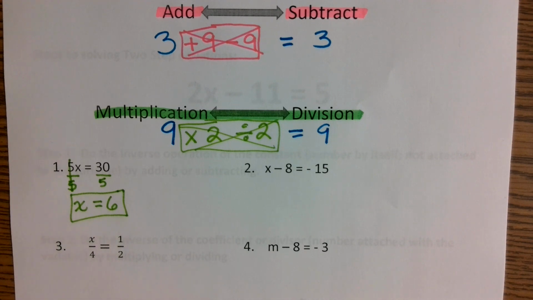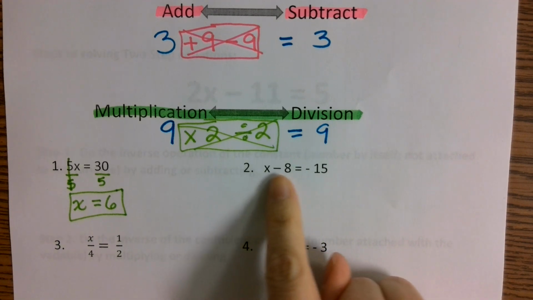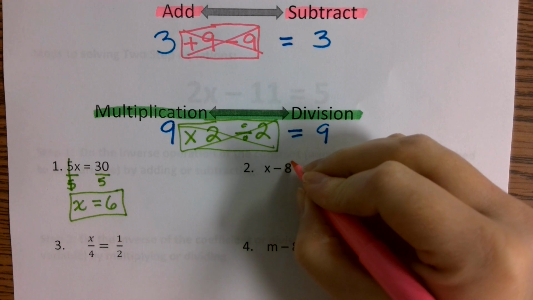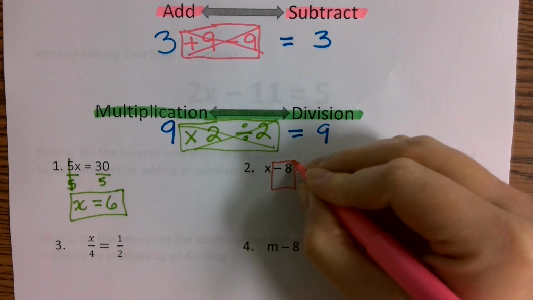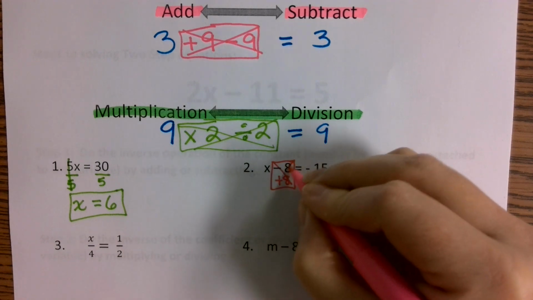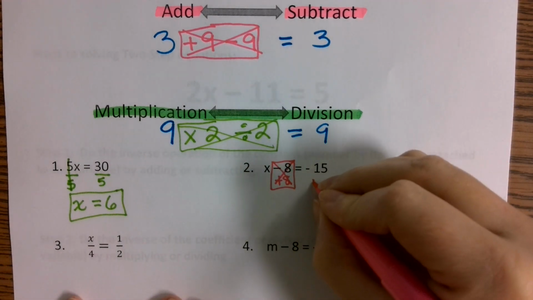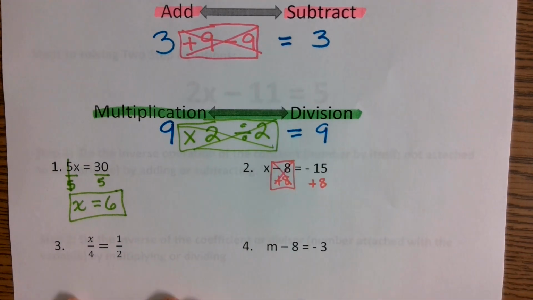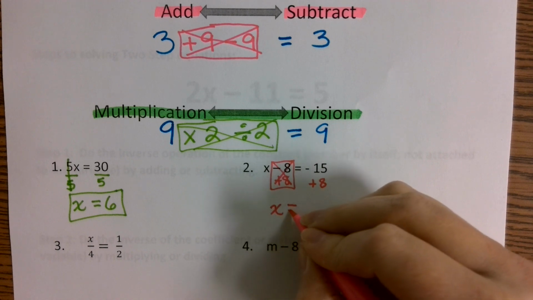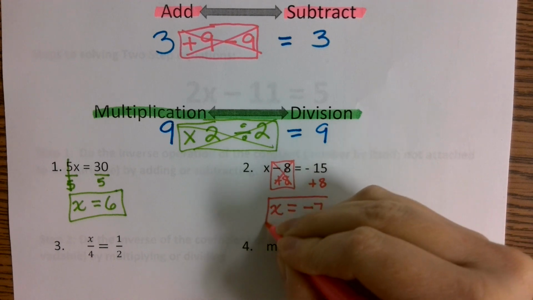Okay, for problem number 2, what operation do I see presented here? Fatima? Subtraction. So what is the inverse, guys? Addition. Our inverse operation would be to add. So I want to go ahead and add 8. Instead of subtracting 8, I'm going to add 8 so that I can go ahead and cancel them out. And then if I did it to one side, I have to do it to the other side of my equal sign. So I'm adding 8 to both sides, and I'm going to get that x is now equal to negative 7.